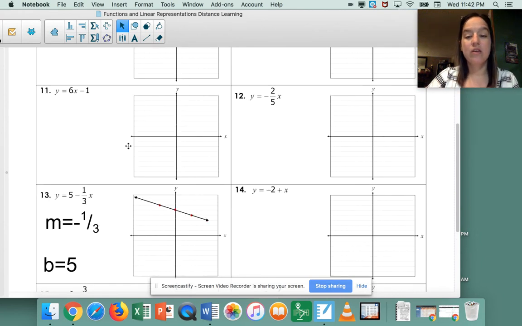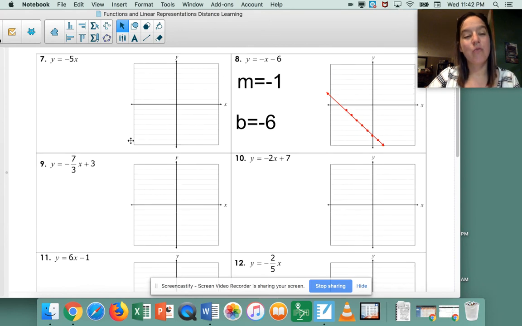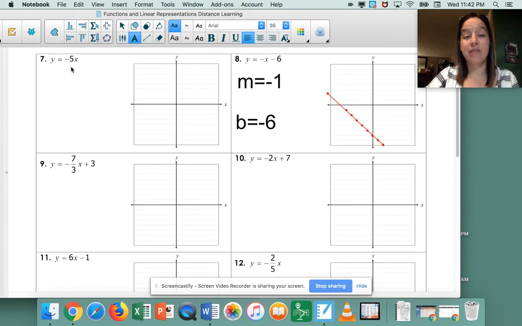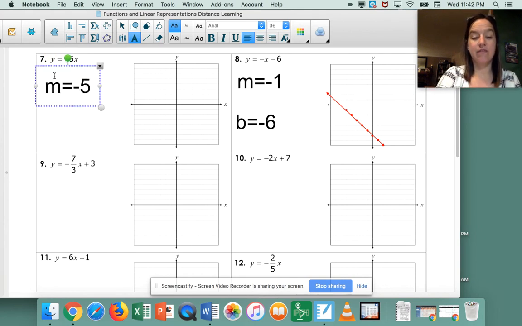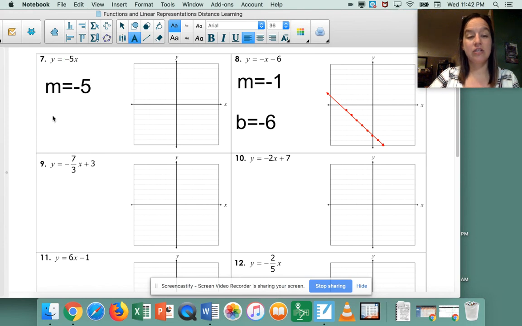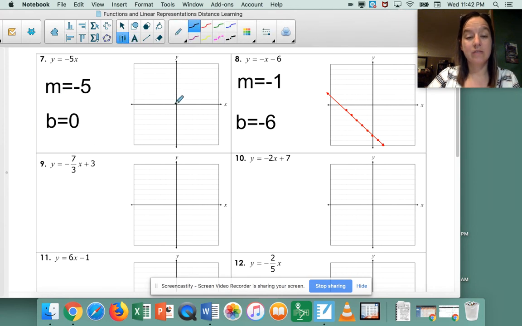So then the only one I didn't go over that I actually wanted to go over was this number 7. Notice that it doesn't have a B. It just has an M. So I have my M equals negative 5, but I actually don't have a B. My B is 0. So if my B is 0, that just means that it crosses at the origin. And then I would go up 5, which is 1, 2, 3, 4, 5. And then I would go over 1, except what did I do wrong?